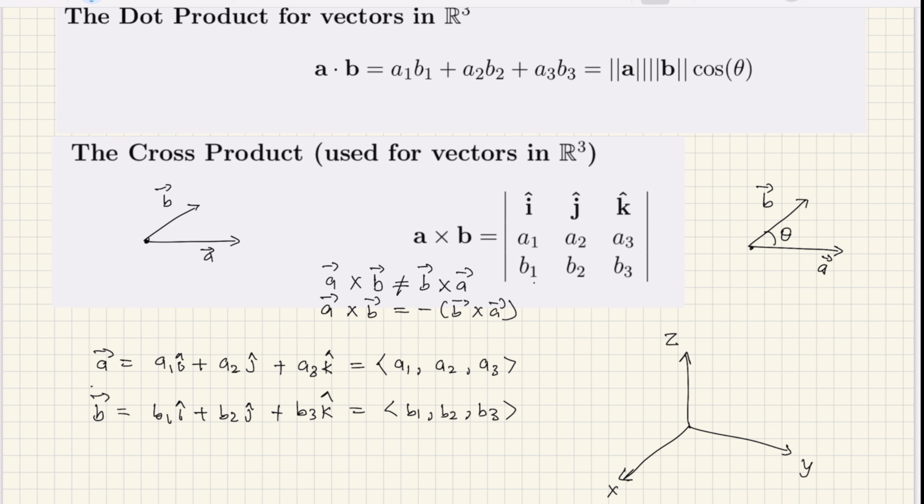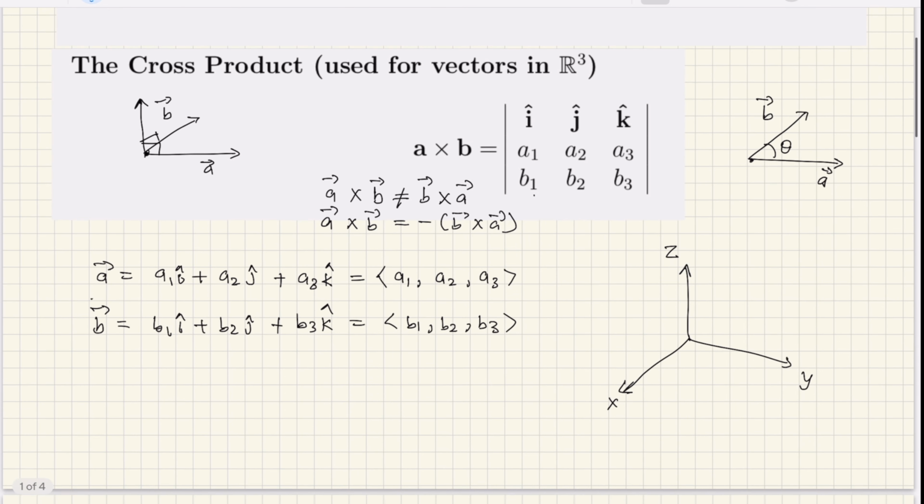So what is the physical interpretation of the cross product? When you take the cross product of two vectors, you're calculating the vector that is perpendicular to both A and B. So that's the idea behind the cross product of two vectors. Now that we have the idea behind the cross product and dot product, let's look at some examples.